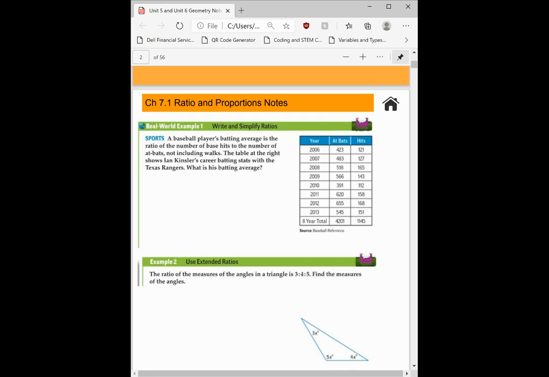Hi guys, we are going to start chapter 7.1 notes. So let's go ahead and get started. Chapter 7.1 is over ratio and proportions.